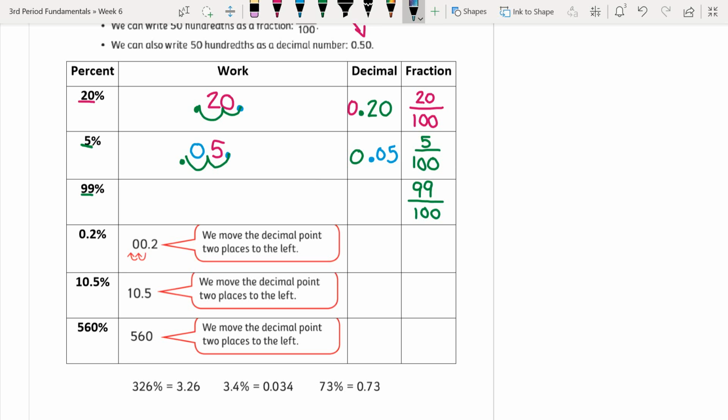Now let's move on to 99%. So let's start with taking the number we see, which is 99, and I'm just going to pretend like that percent symbol isn't there.